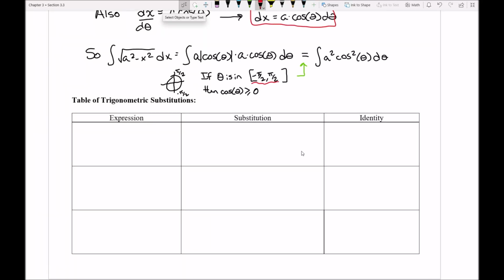So now let's take a look at how we can summarize the types of substitutions that we're going to be attempting to do in this section. We've already seen that there's a lot of different pieces that go into creating one of these substitutions. Let's start by just recapping what we already saw up above. We started with an expression that had an a squared minus an x squared, and we did a lot of different things with it.